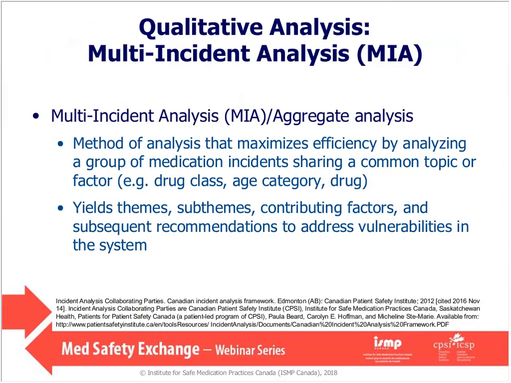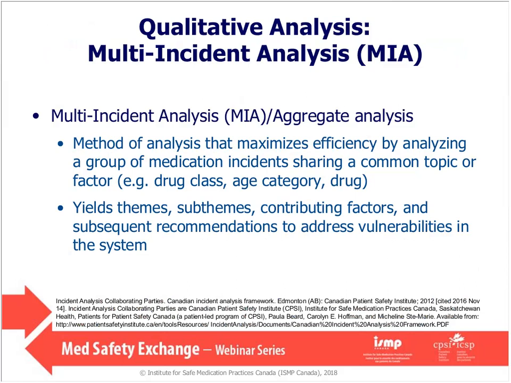Before I delve into the analysis itself, I wanted to quickly highlight what a multi-incident analysis is for those who may not be quite familiar with this particular incident analysis methodology. Multi-incident analysis, or MIA, is a method of analysis that maximizes analysis efficiency by analyzing a group of medication incidents sharing a common topic or factor. This could be something like a drug class, age category, or drug, for instance. All of the incidents that are retrieved for the purpose of conducting an MIA share a common thread between them, which is that they are all related to a particular topic.